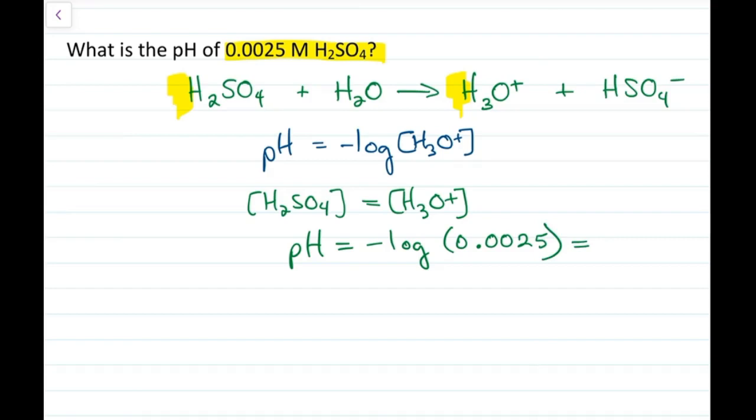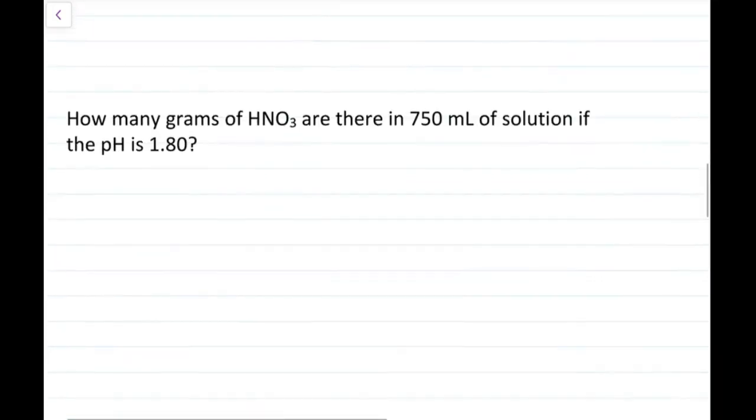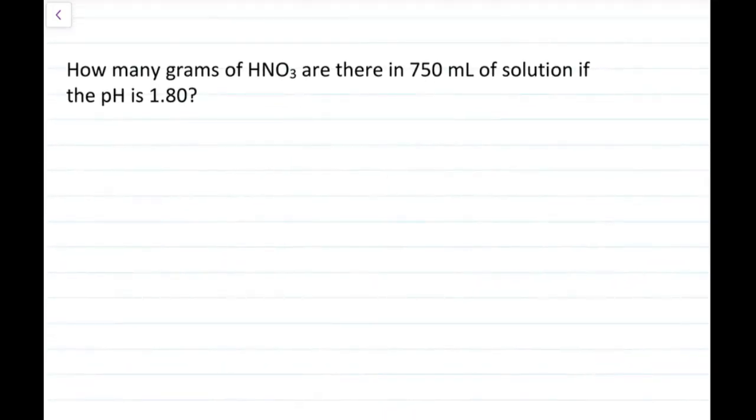So go ahead and do that and see what you get. Okay, so you should have ended up with 2.6 as your pH. All right, let's try another problem. How many grams of HNO3 are there in 750 milliliters of solution if the pH is 1.80?